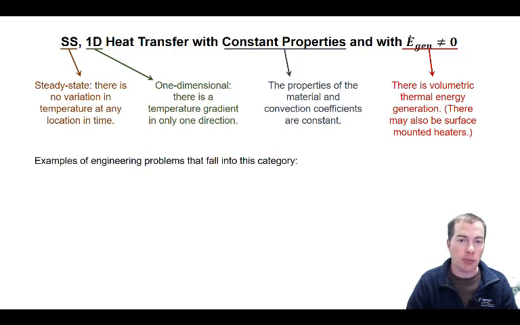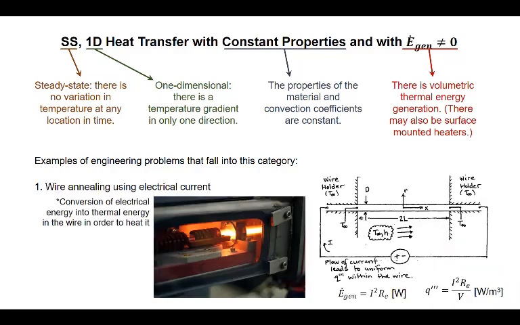Let's look at some examples of engineering problems that fall into this category. One example is the annealing of steel or other metal wires using electrical current. Annealing is a process of heating and cooling a material in order to make it stronger. When the annealing is done with an electric current, there is a thermal energy generation within the wire. Here is a picture of this process being done in a plant.